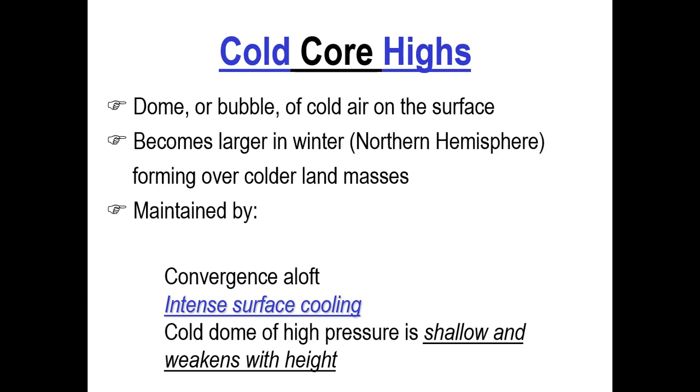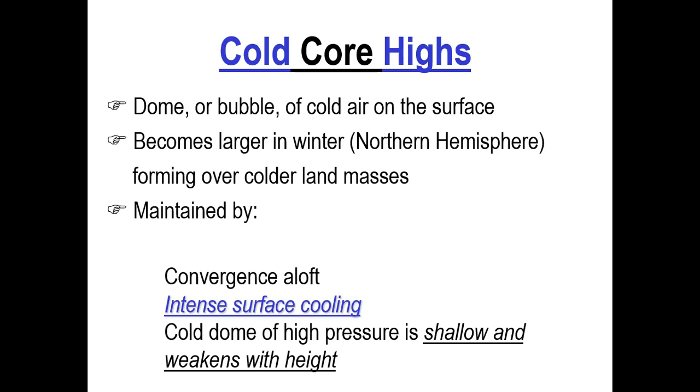This cold core high will become larger in wintertime because the land masses are much colder, and that's what makes them stronger in the wintertime over the land masses. They're maintained by upper level converging airstreams, or convergence in the upper atmosphere aloft, and they're also maintained by being over a much colder surface, a land surface.